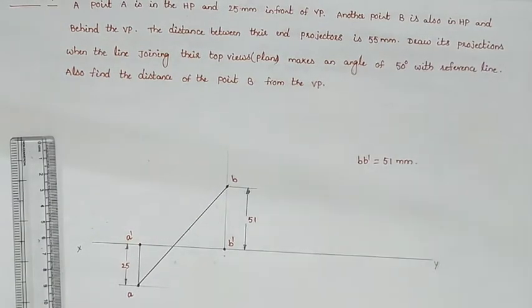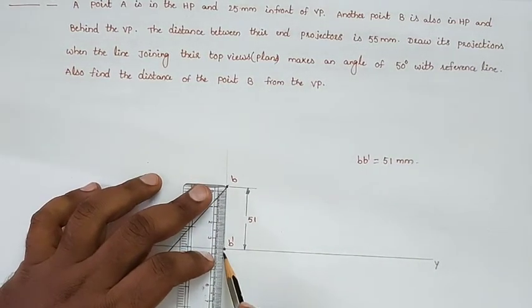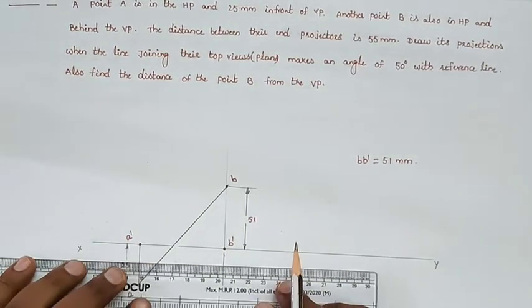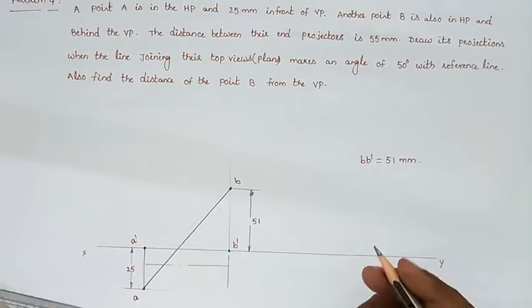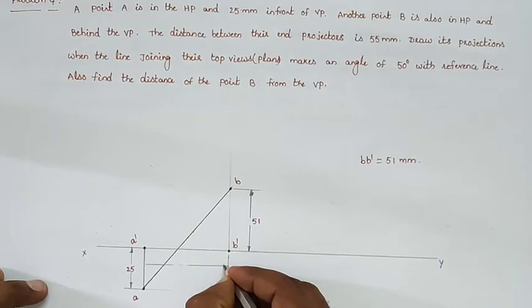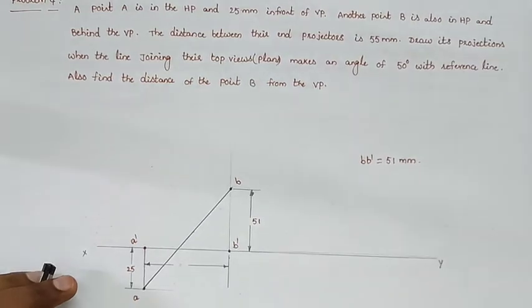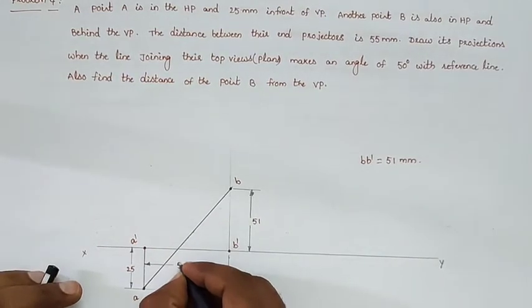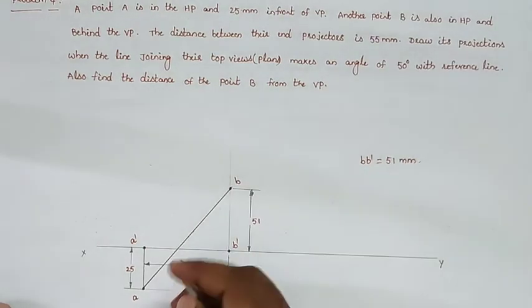After that we will give the dimensions which are given in our problem. They are giving the dimension of point A and also the distance between the projectors. So we will mention those dimensions also. This projector distance is 55 mm. Like that we will draw the projection in this method. And you can represent the angle also, this angle is 50 degrees.